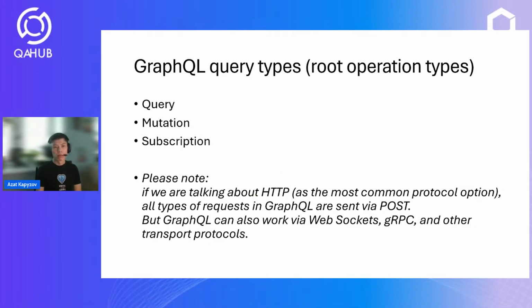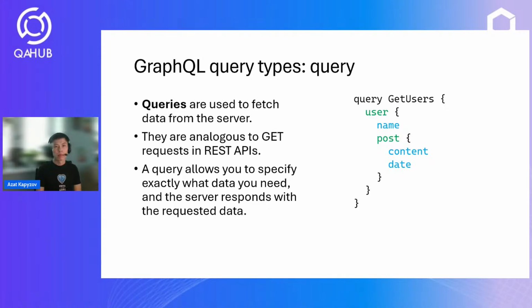So the first query type is query. Queries are used to fetch data from the server, and they are analogous to GET requests in REST APIs. The query allows you to specify exactly what data you need, and the server responds with the requested data. Here's the example that you already saw before. That's just a simple query to get some data from the server.